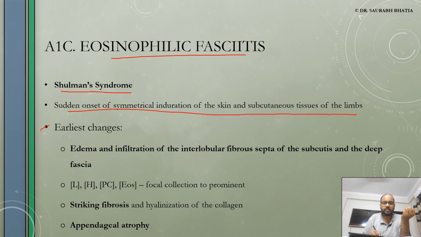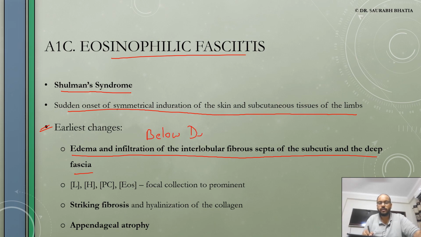So the earliest changes include edema and infiltration of the interlobular fibrous septa of the subcutis and deep fascia. So here what we can understand is that the action is below, okay, below the dermis. The inflammation and edema is at the subcutis level along with the sclerosis of deep dermis. The cells include lymphocytes, histiocytes, plasma cells, and eosinophils. That is why it is eosinophilic fasciitis. And the collection could be focal to a prominent collection.